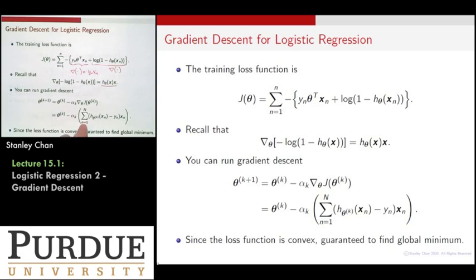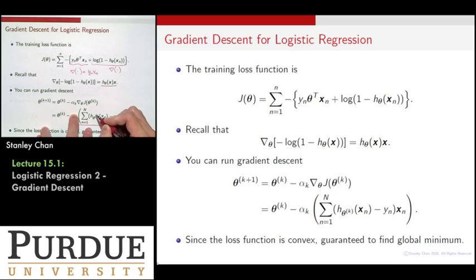Okay, so you have a summation over all the n samples. Then you have this h times x, and then minus your yn. Okay, so that would be your gradient of the loss function.